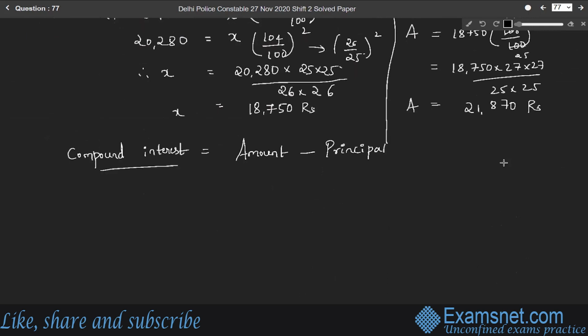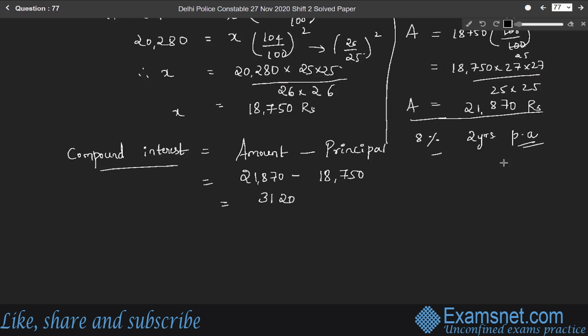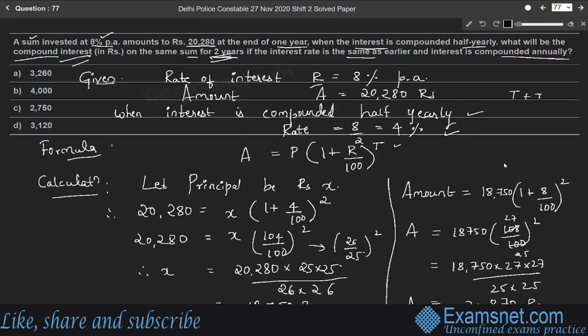Since the compound interest is asked in the second case, where the amount is 21,870, the rate of interest is 8% and the time period is 2 years, and it is compounded per annum. Therefore, amount is 21,870 minus principal 18,750, which gives compound interest equal to 3,120 rupees. Therefore, option D is the right answer.